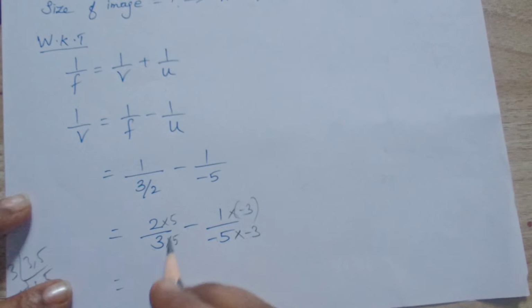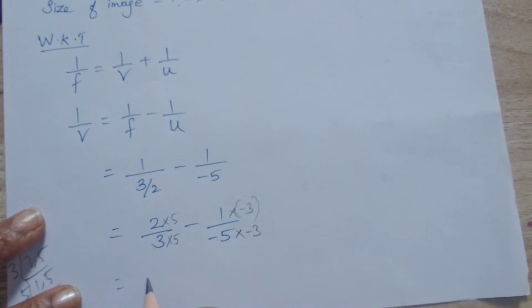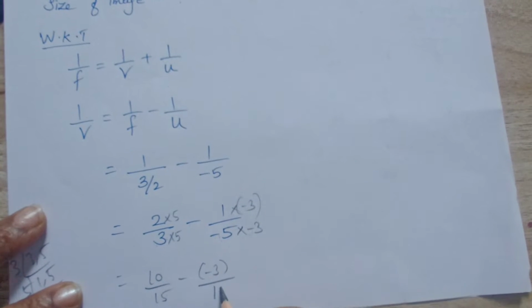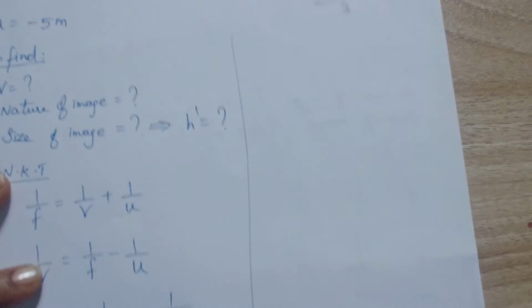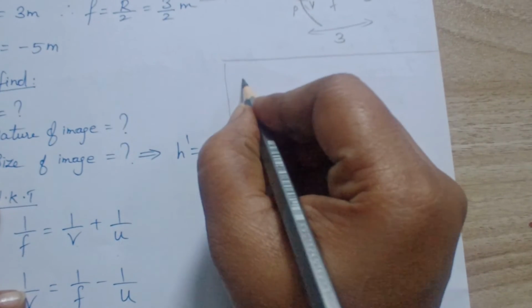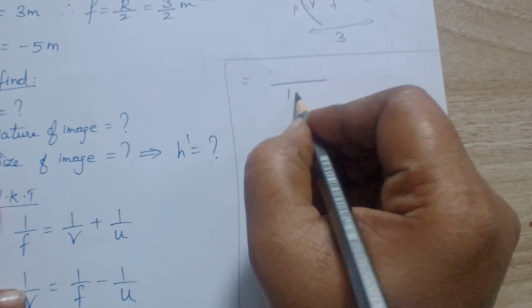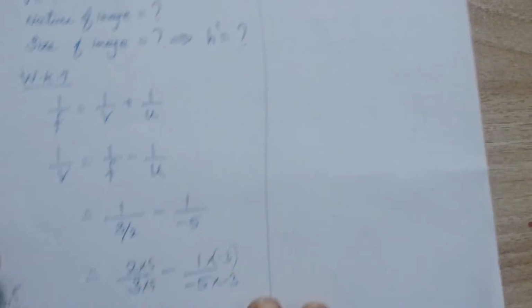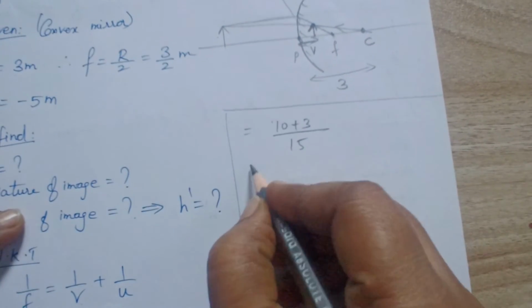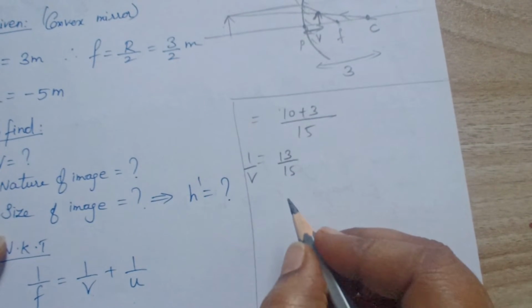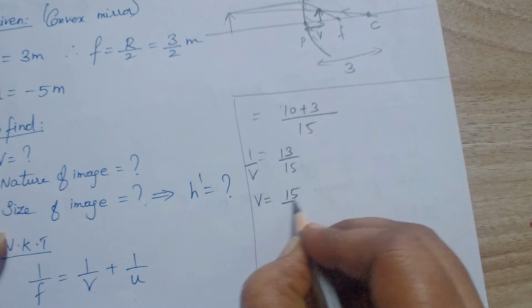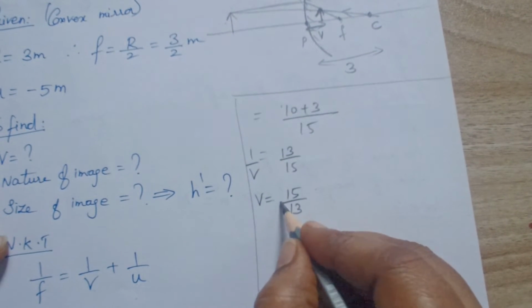So the expression becomes 10 by 15 minus 3 by 15, with equal denominators. Now solve this: the common denominator is 15, and 10 minus 3 into minus 3 plus 3 gives 13 by 15. So 1 by v equals 13 by 15, therefore v equals 15 by 13. It is positive.